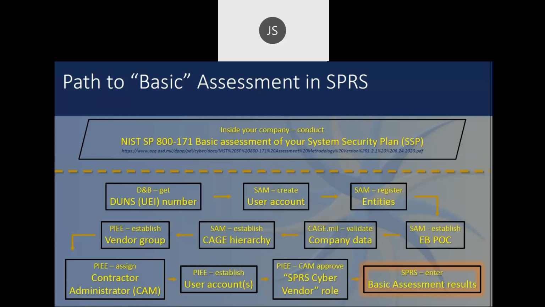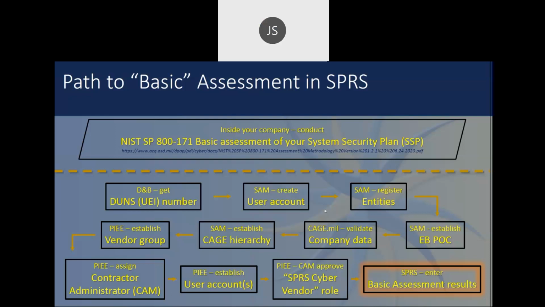Now, concurrent to this operation, while your IT person is out doing this assessment of your SSP, you can start getting ready to go into SPRS to enter the result once they have it. So the first thing you need to do is go to Dun and Bradstreet right now and get yourself a DUNS number. You probably already have one, but if you don't, that is actually going to be your UEI as well. I know it's a little confusing, and I'm going to help you out with that.